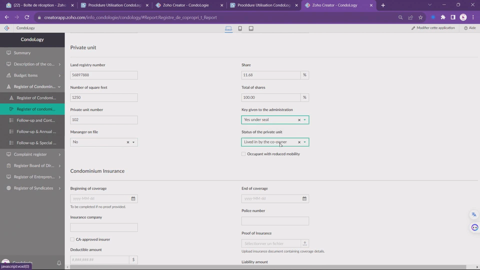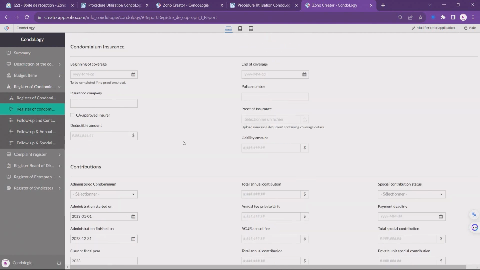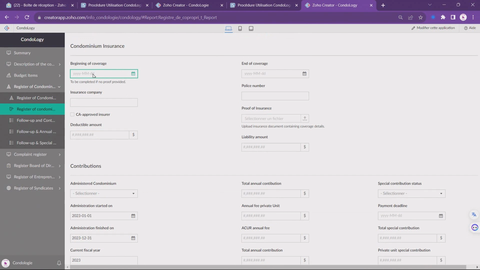The status of the private unit. Is it inhabited by the co-owner? Is he a person with reduced mobility? At that time, we could indicate it. Condominium insurance, well that's the beginning of the coverage in the end. The details in fact of the co-owner's insurance policy, for that is up to him.